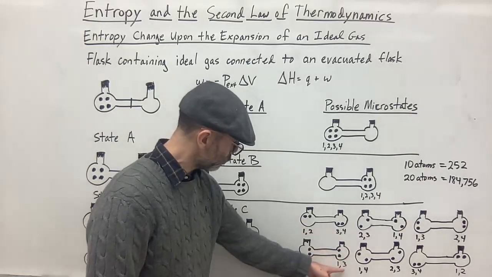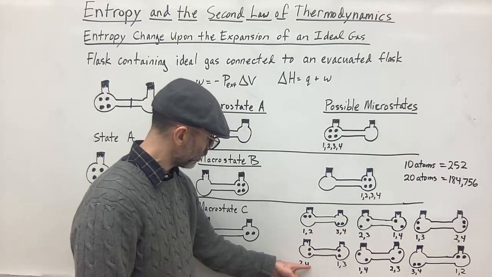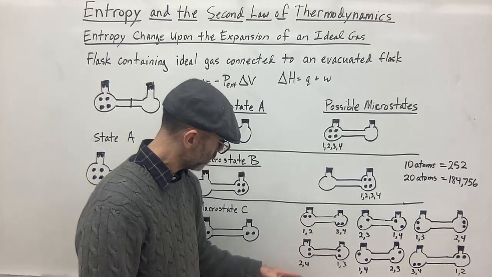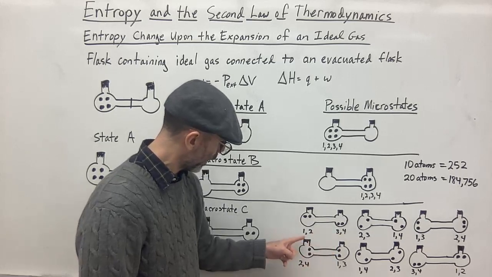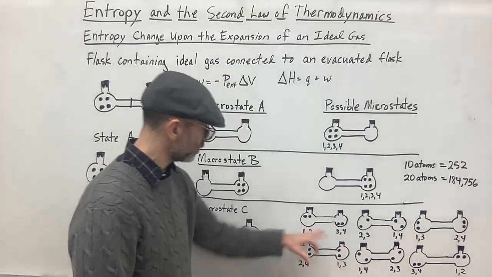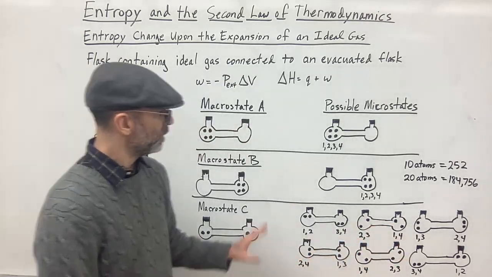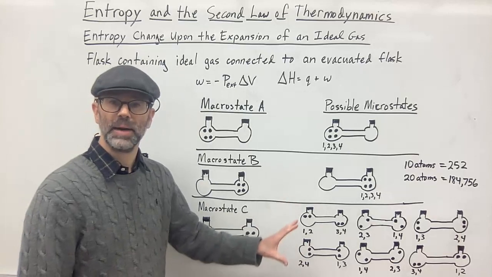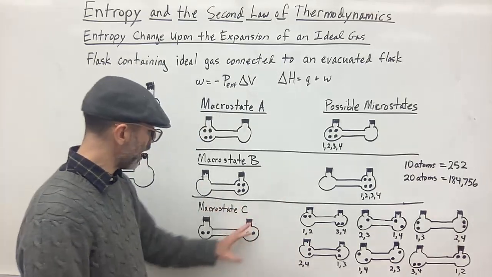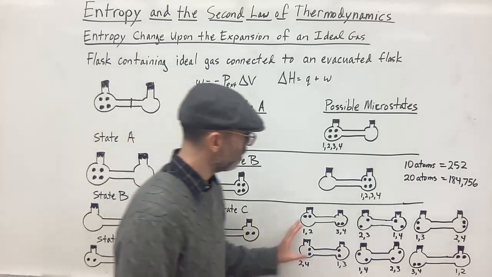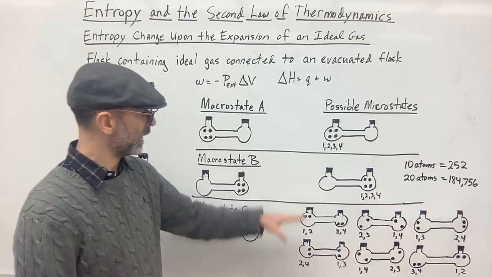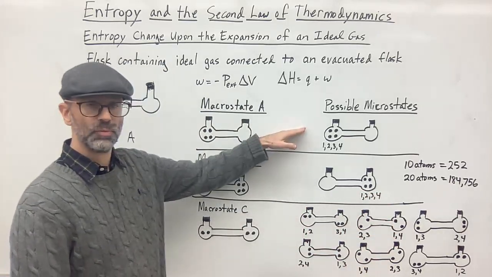Here we have 3 and 3, but 4 is over here. So between these, we switch 3, and we switch 4 and 1. So 4 and 1 are switched here. And we can look at the others here. But the important thing to keep in mind here is this macrostate has 6 times the number of microstates compared to these two.